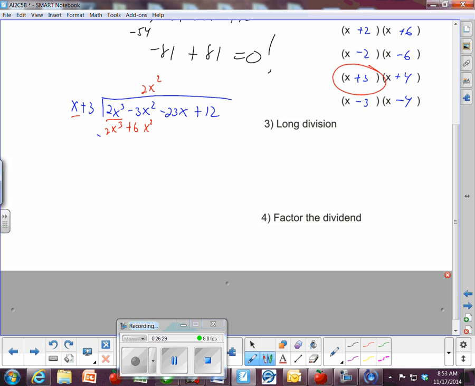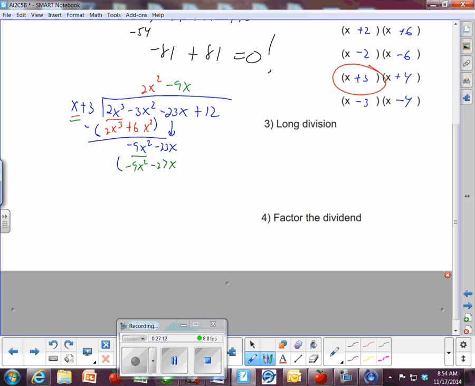And remember, this is long division, so you got to subtract. So now we have what, a negative 9x squared? Right, distributing that negative. Bring down the negative 23x. And again, first divided by first. Negative 9x squared divided by x, that's easy, right? That's a negative 9x. So again, now distribute the x times the negative 9x is negative 9x squared. Positive 3 times the negative 9x, negative 27x.